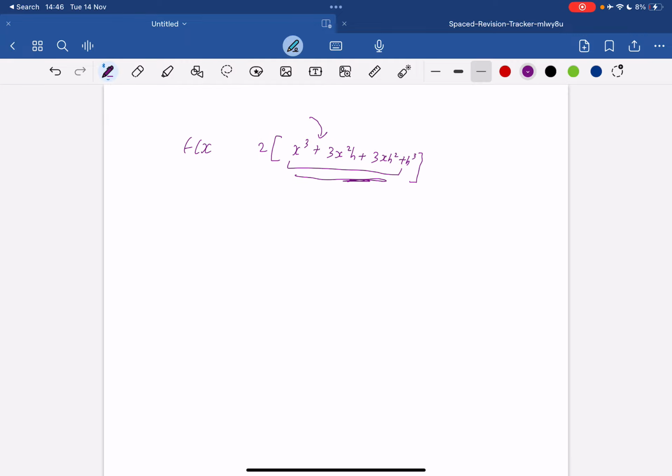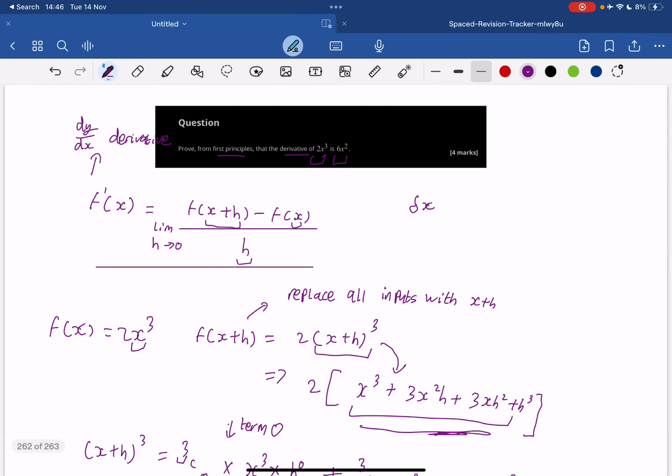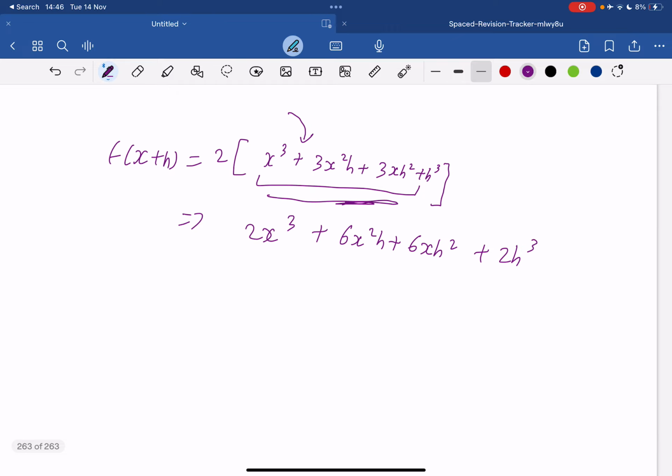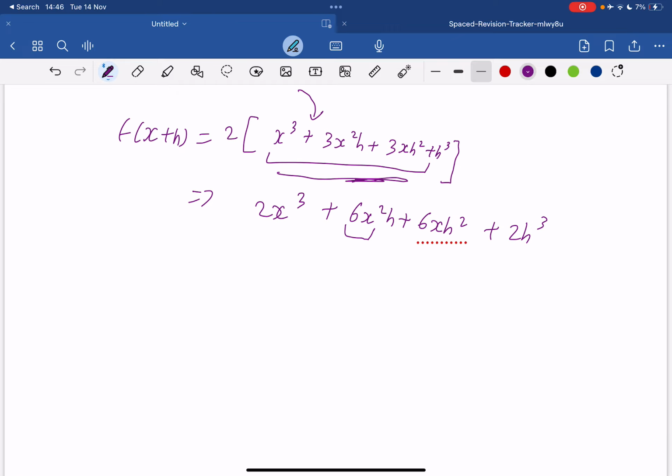So that's f of x plus h. That simplifies to 2x cubed plus 6x squared h plus 6xh squared plus 2h cubed. Now instantly, the question wanted 6x squared. I see a 6x squared here, so I know at the end of it, I must be left with this term somehow, with an h factorized. This is what we call reverse engineering. It's using the answer to help guide the process.